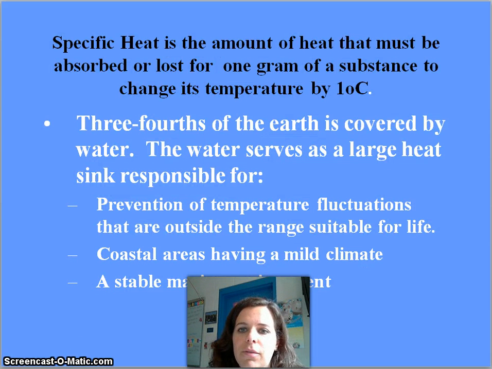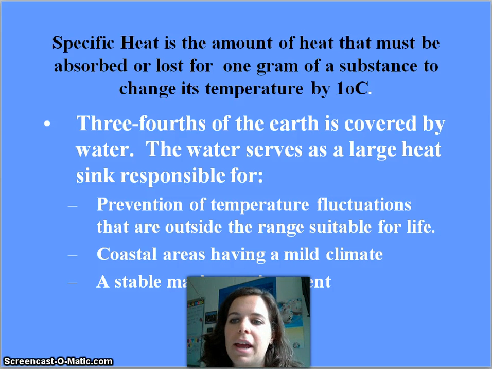The third property of water is specific heat. Water has a very high specific heat. Specific heat is the amount of heat that must be absorbed or lost for 1 gram of a substance to change its temperature by 1 degree Celsius. 3/4 of the earth is covered by water, and the water is a really high heat sink, meaning it can take a lot of heat from the earth without changing its temperature. So this prevents temperature fluctuations that would be way too high for us to survive on the planet or way too low for us to survive on the planet.